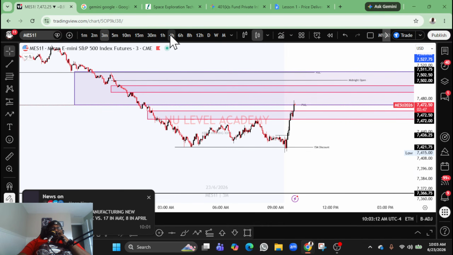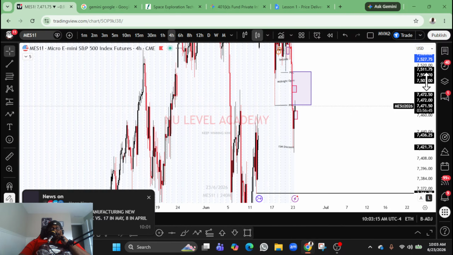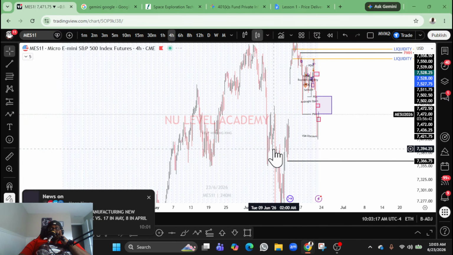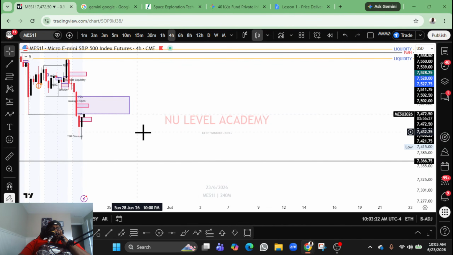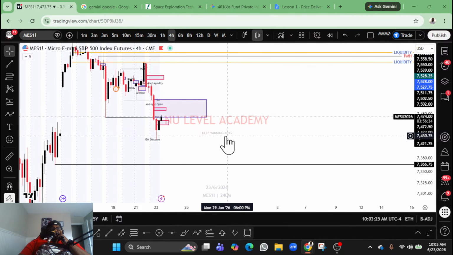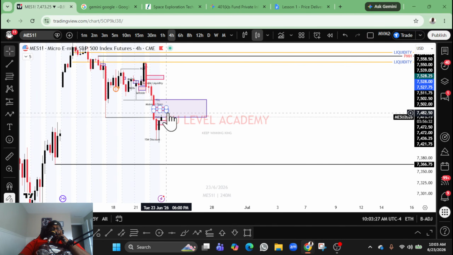What did we say? Let's go to the 4 hour. What have we been harping on? We've been harping on the fact that we want to be at 50% consequent encroachment of this FVG on the 4 hour chart, right? So once that does happen, that's a manipulated move. That's a manipulated move.